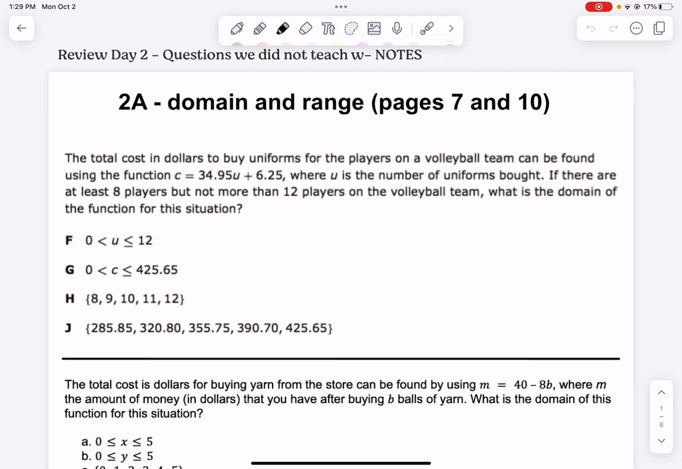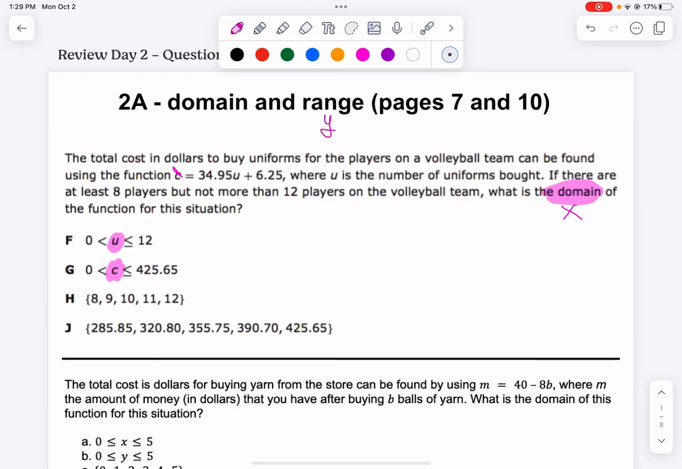Our important word is domain. And remember, domain is x, while range is y. So domain is x. My first thing I'm going to do is look at my answers. I have u, c, and then a list. So I know if I'm looking at my equation, y is always here, and then x is always here. So x is actually u in this situation. So I'm going to eliminate c, because that's range.